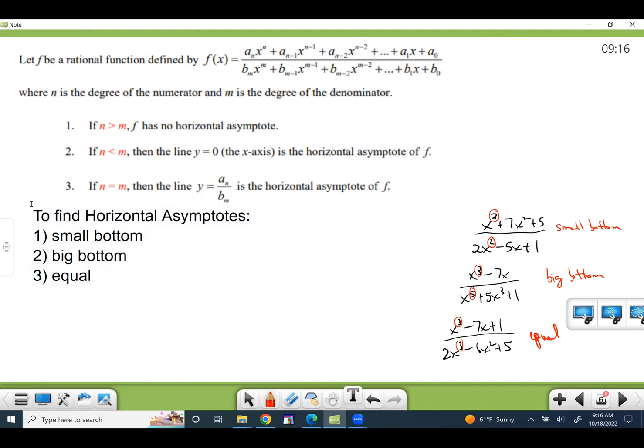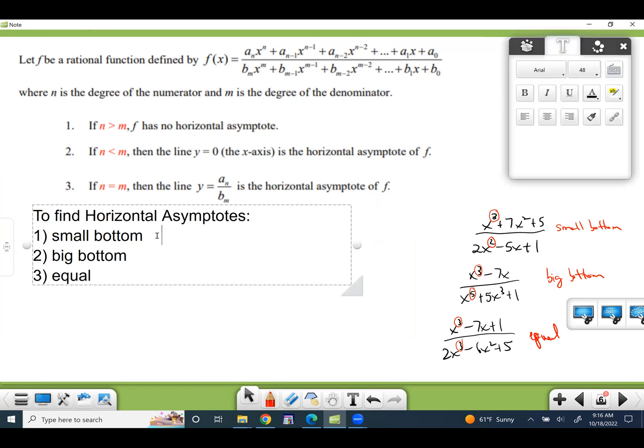So in each of these cases, now that we're able to identify them, let's go ahead and talk about the horizontal asymptotes. Oh, it won't let me select these. Just hoping it would. A second, you guys. There we go. Okay. So for the small bottom case, there is no horizontal asymptote. For the big bottom, it's always y equals 0. And then if they're equal, you'll just make a fraction out of the leading coefficients.